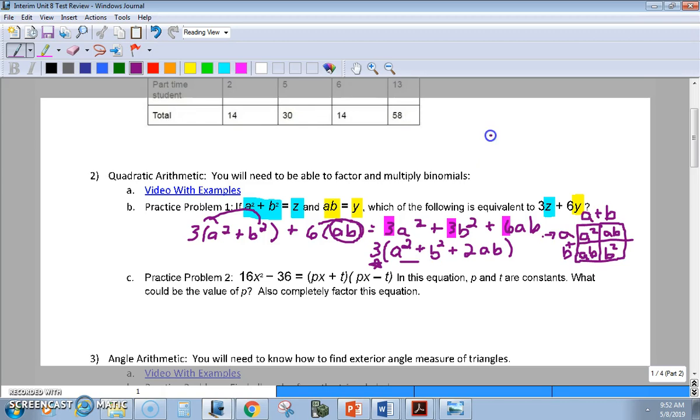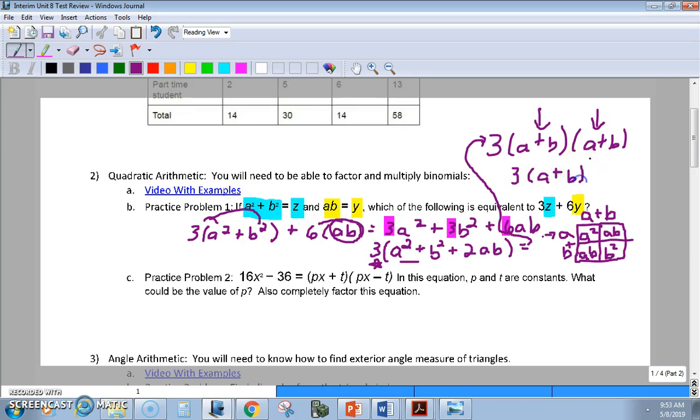So what I have now is, remember that 3, don't forget that 3 is still there. So this is going to be equal to this 3 times, and then my sides, a plus b times a plus b. And then remember, if these are both the same, it could possibly look like 3 times a plus b squared. So here's the tricky part, you guys, or at least one of the tricky parts of this whole thing, right?